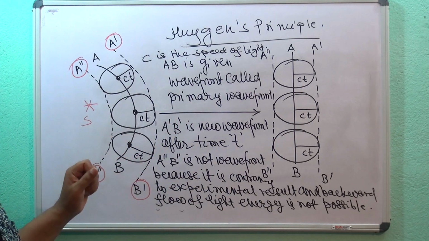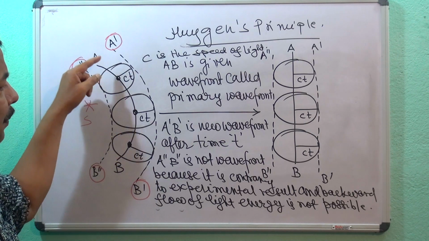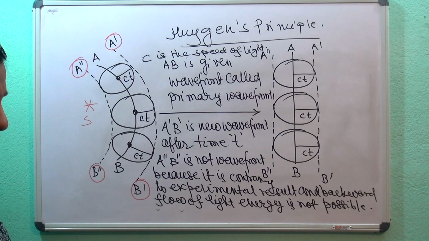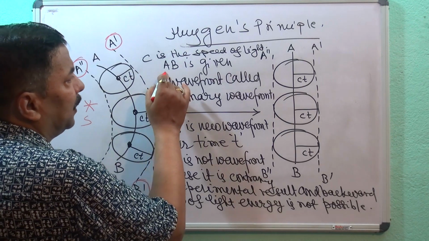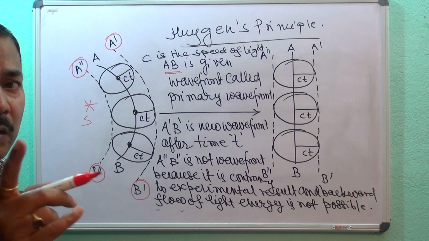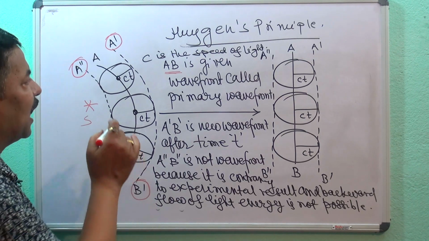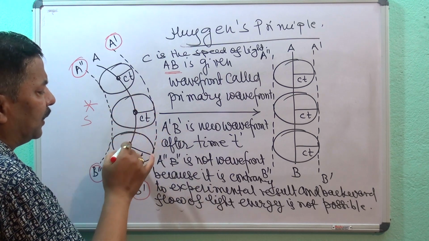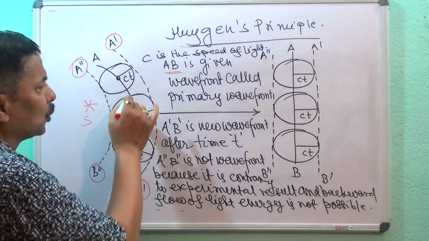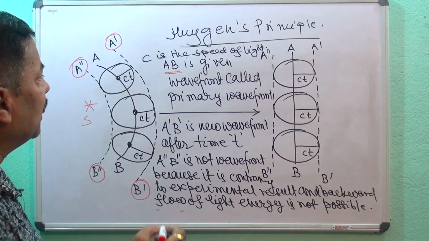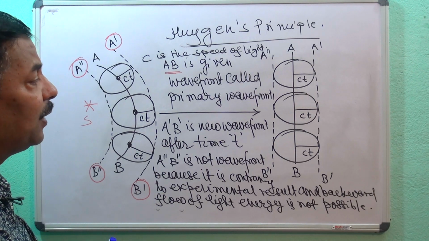At any instant, AB is our primary wavefront, that means the given wavefront. Huygens suggested that every point on the given wavefront behaves as a fresh source of disturbance. And this fresh source of disturbance is known as a secondary wavelet.